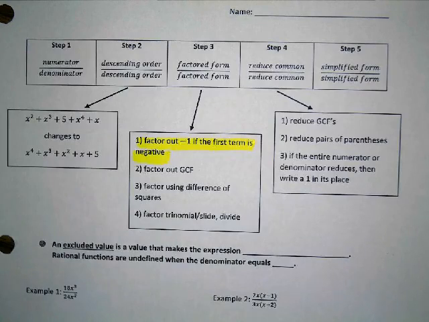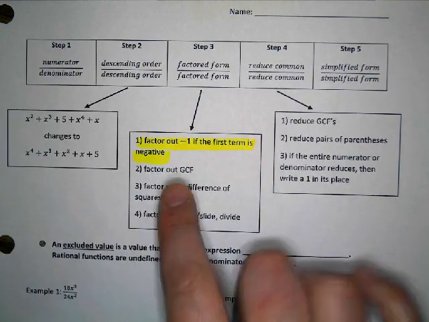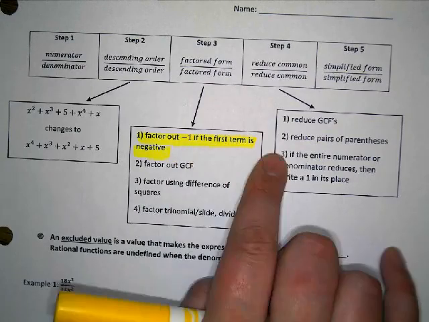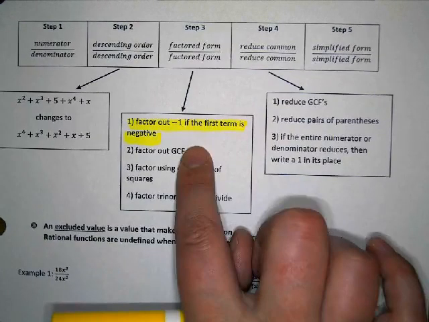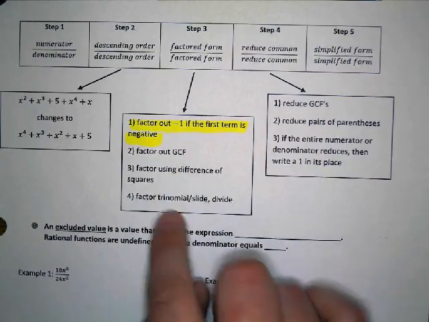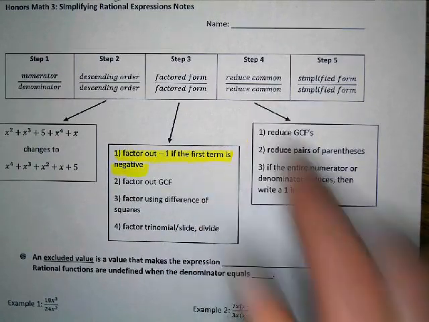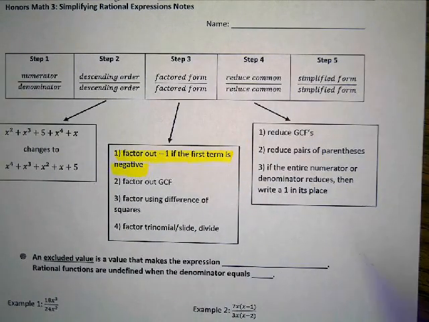So in the past, if you didn't take a negative out, we'd say, well, yeah, it's more proper to take a negative out, but you're not wrong. But this unit, if you don't take the negative out, you'll actually get the problem wrong, or you might not notice what's happening. So take the negative out if the first term is negative, look for GCFs, look at difference of squares, think about trinomials, think about slide divide. Then you cancel out the factors that are the same on the top and the bottom, and then at the very end you have your simplified answer.